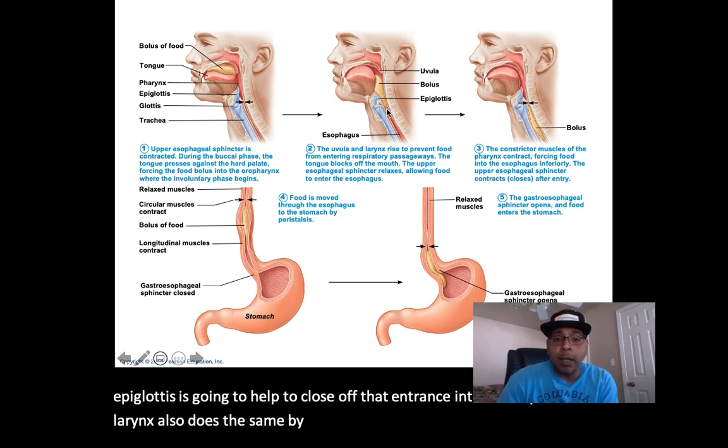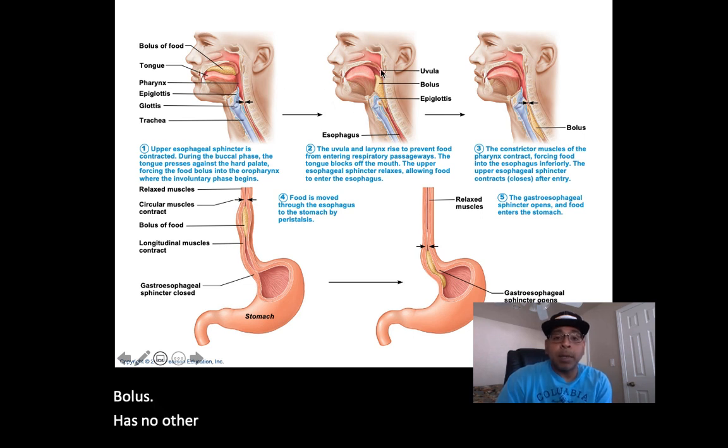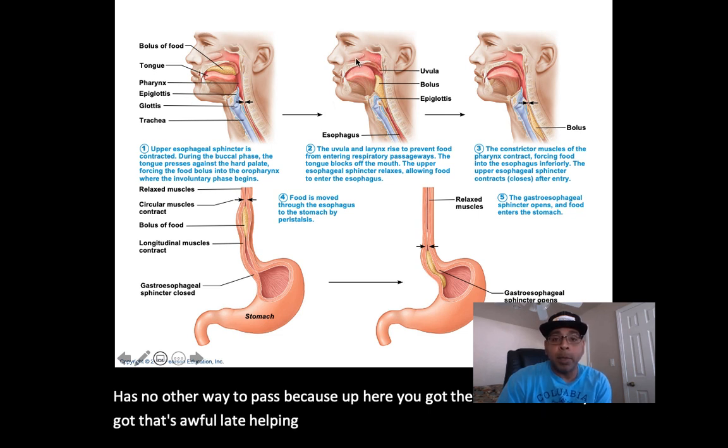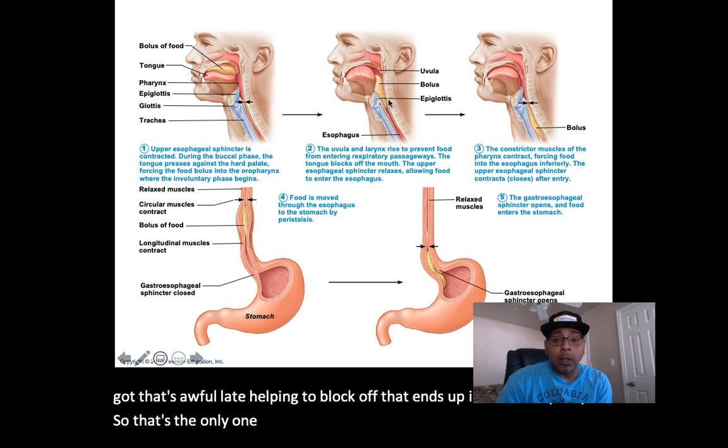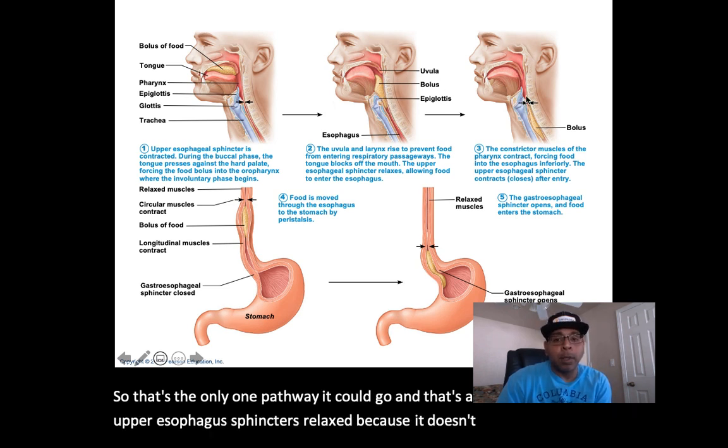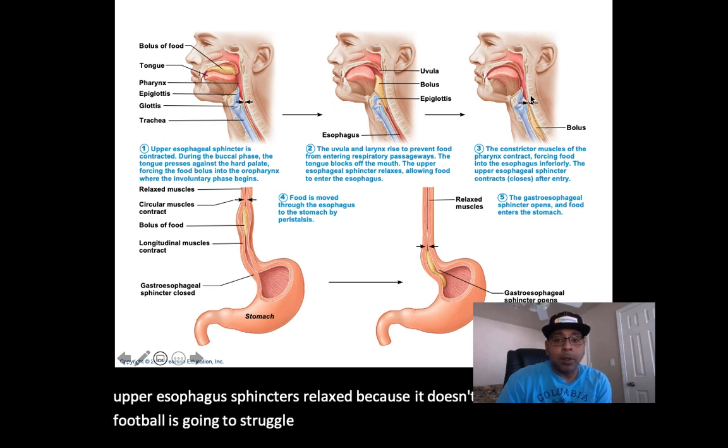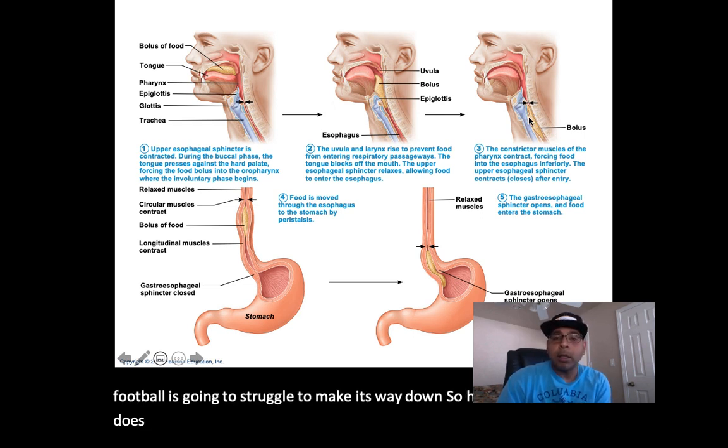So here you could see the food bolus has no other way to pass, because up here you've got the uvula and the soft palate helping to block off that entrance up into the nasopharynx. So that's the only pathway it could go, and that's also because that upper esophageal sphincter is relaxed, because if it doesn't relax, then that food bolus is going to struggle to make its way down. Once the food bolus does pass down, then it's going to contract.